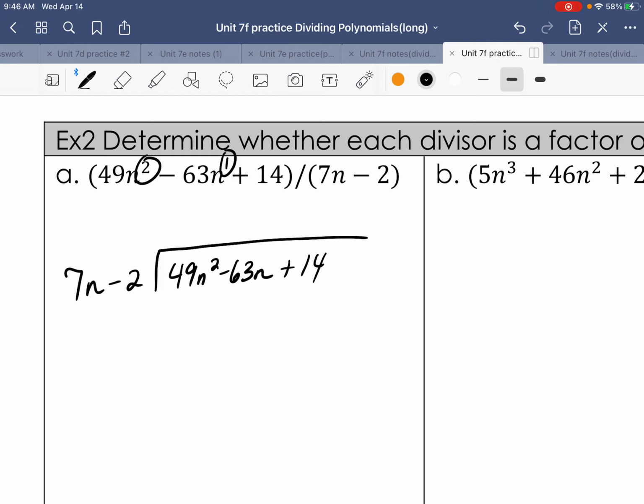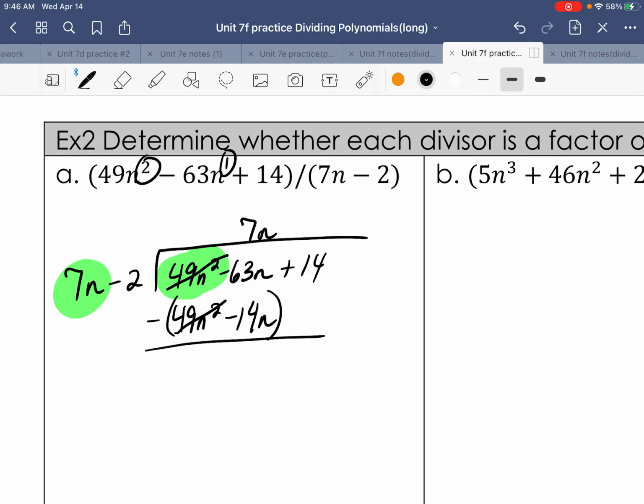So first term divided by first term, so 49n squared divided by 7n is 7n. 7n times 7n is 49n squared. 7n times negative 2 is a negative 14n. We're going to subtract both terms from above, so vertically. 49n squared minus 49n squared simplifies.